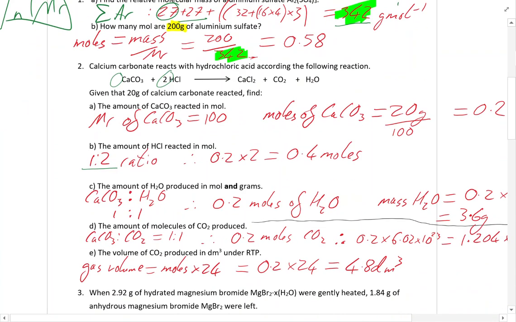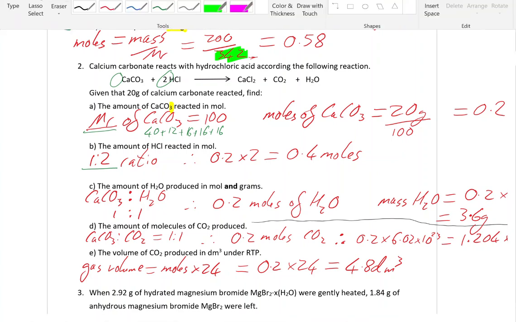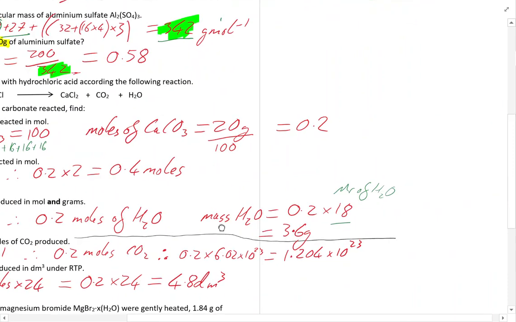Moving on to question 2A, the amount of calcium carbonate reacted in moles. So first of all, again, we're going to work out an MR. So the MR of calcium carbonate, this is 40 plus 12 for carbon, plus 16, plus 16, plus 16 for each of these 3, notice the 3 there, oxygen. Okay, all of these numbers are taken from the periodic table. So that gives you a value of 100 grams per mole, it would be the unit.